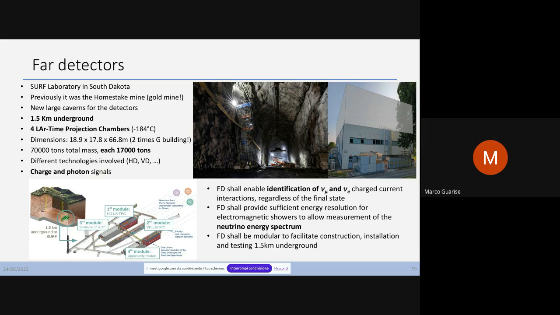was excavated during last year. So the caverns are ready to host these very large cryostats, which contain 17 kilotons of liquid argon each. So a very large amount of argon. And as you can see here, we foresee to have 4 modules. For phase 1, only 2, these 2 here, 1 and 2.